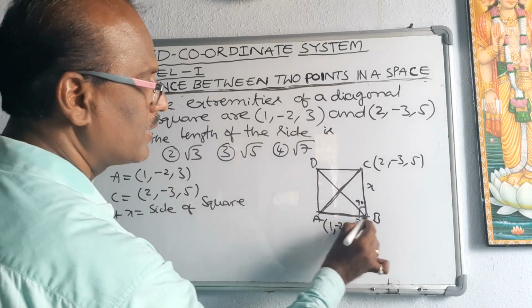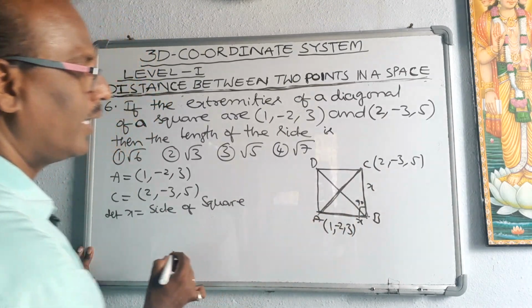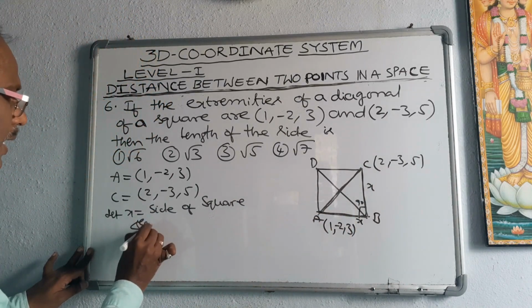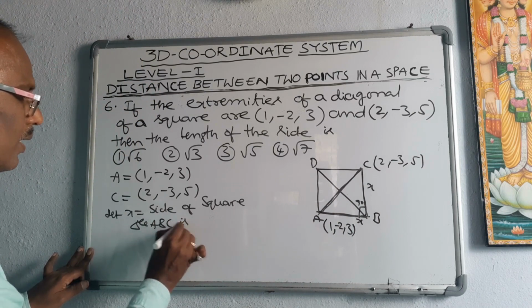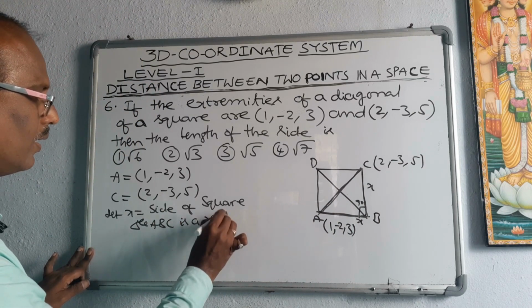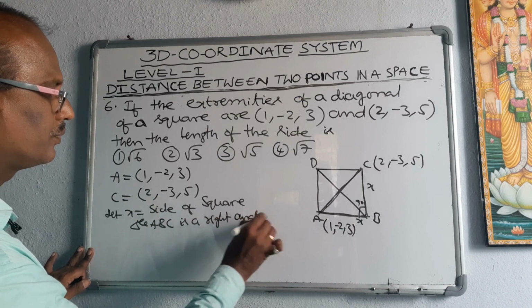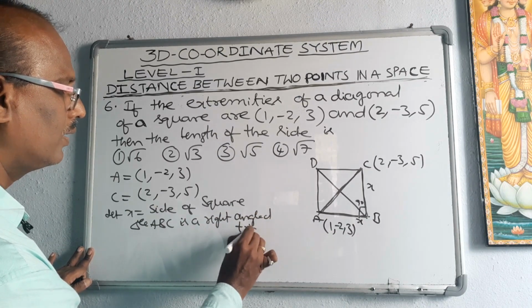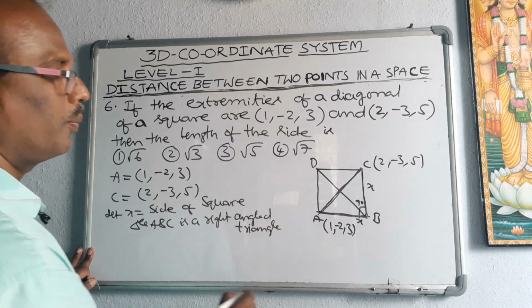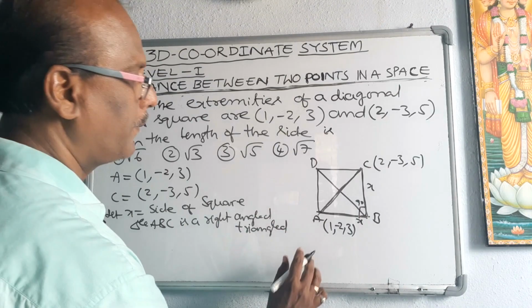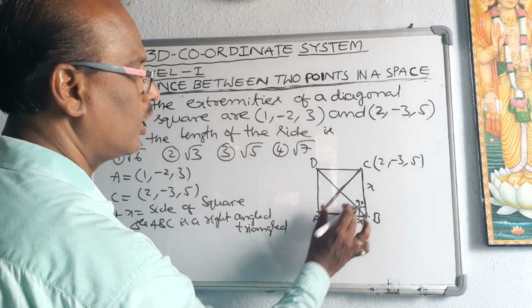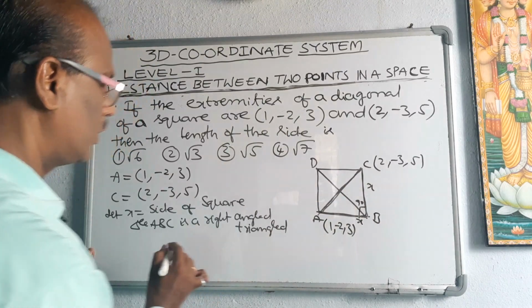Here triangle ABC is a right angled triangle. To apply Pythagoras theorem, side square plus side square equal to hypotenuse square.